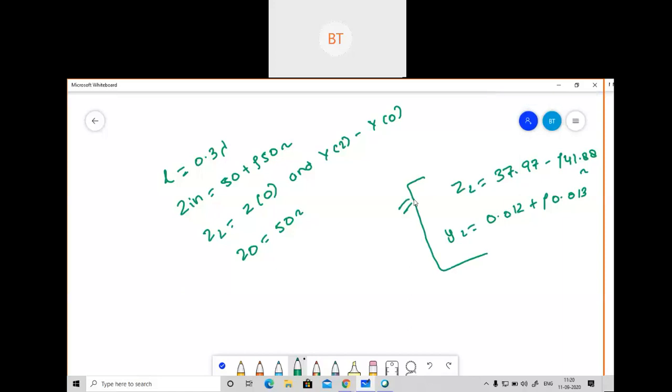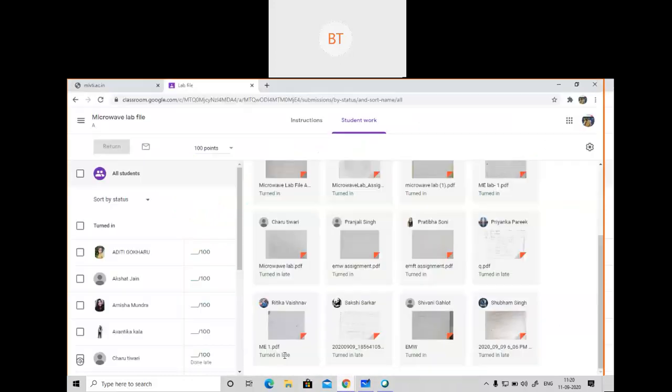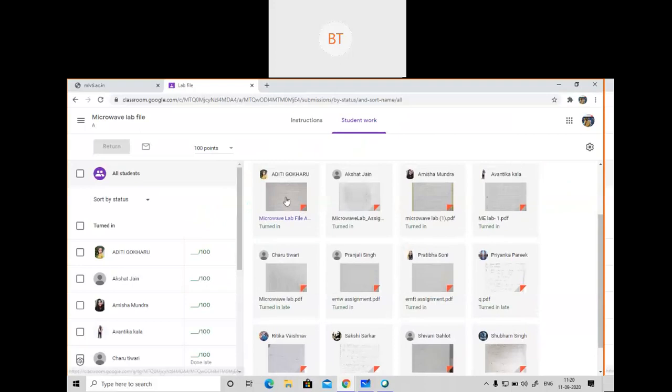Yes, sir. Aditi, your answer was this one. Yeah, Ritika, yours also. Okay. If this was your answer, then it is correct, Pratibha. Let me confirm it by seeing your paper. If this is your answer, then it is 100% correct. Let me see Aditi's paper first.